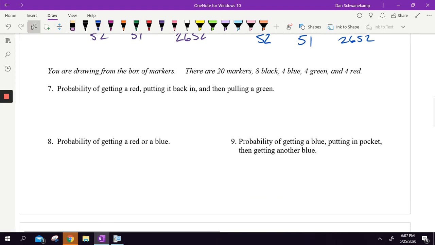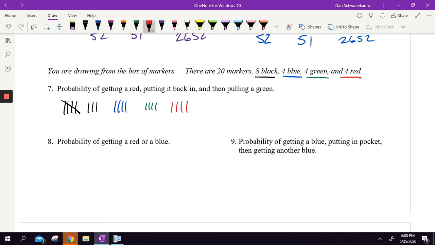Let's go down below. Same idea. Now you just don't need to know a deck of cards. You got 20 markers in a box. 8 of them are black. 4 of them are blue. 4 of them are green. And 4 of them are red. So I'm just going to draw 1, 2, 3, 4, 5. I can't do tally marks. 5, 6, 7, 8. 4 blue. 4 green. And 4 red. Why am I doing this? I have no idea. I'm just giving you a visual.